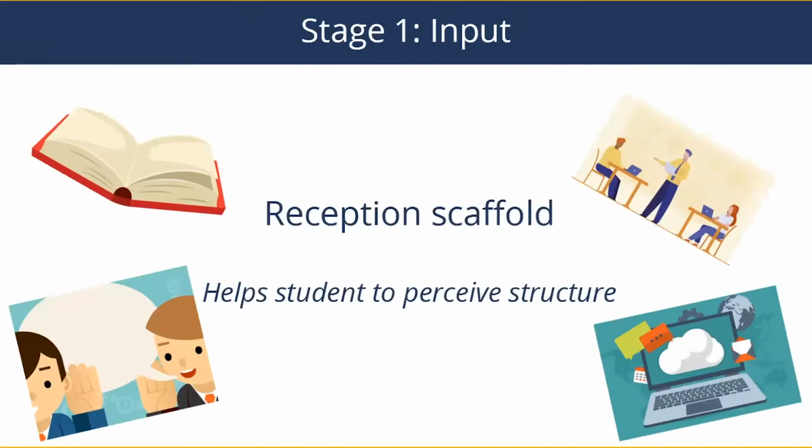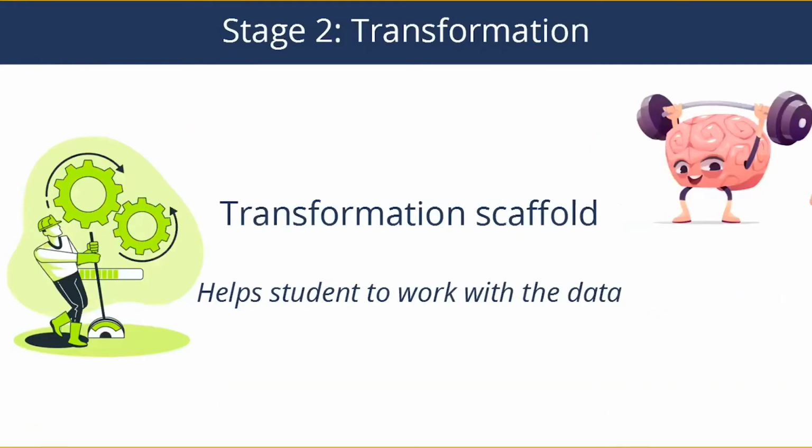So the first one, reception scaffolding, helps students to perceive structure. So you provide a reception scaffold to help students do something with the input, to receive the information. Again, perceive structure, but also perceive language. The second one, transformation scaffold, helps students to work with the data. I put in the picture of the working brain there, the brain at work, because this is really something that students, they don't only receive information, they have to do something with it. I will give you an example of this in a minute.